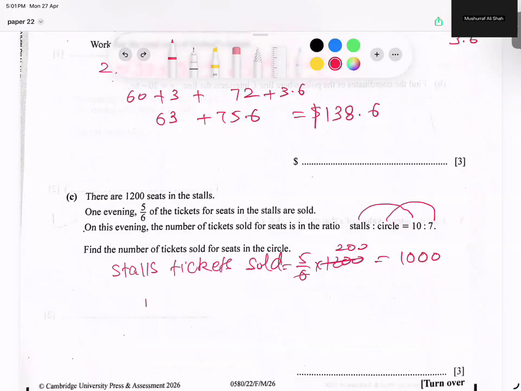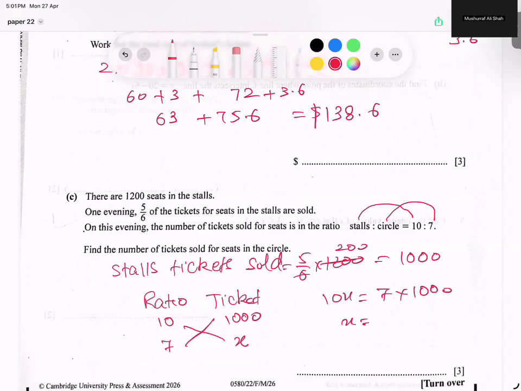Repeat again. So I'm writing here the ratio. I'm writing here tickets, and the ratio of the stalls is 10 and 1000 tickets, and 7 I want to find, and here I put x and cross multiply. So that is simple. It is very simple. We can say 10 times x equal to 7 times 1000.